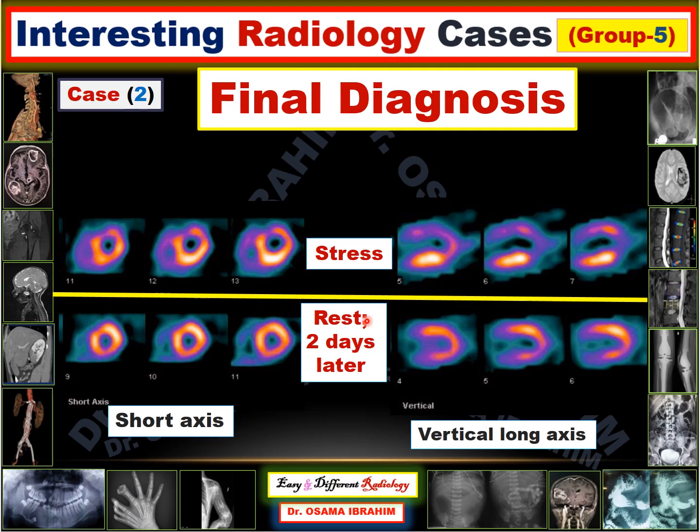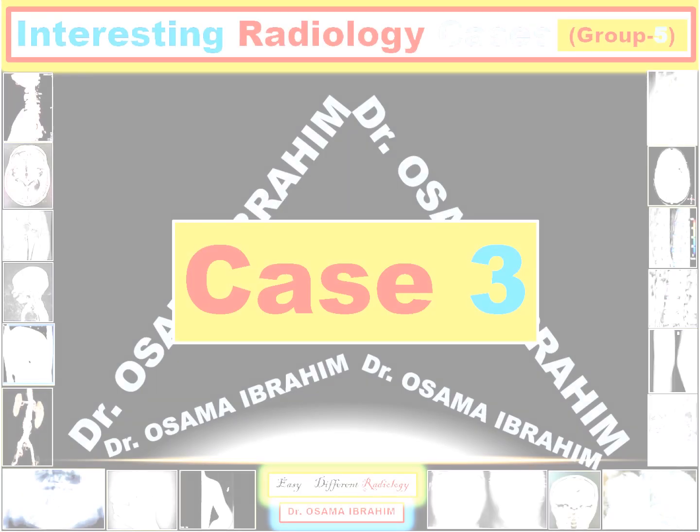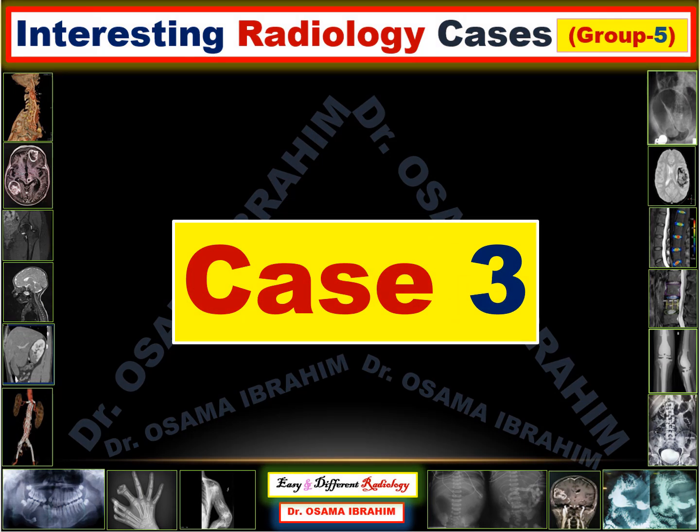So the final diagnosis of this case: there is a defect in the anterior wall which returns to normal after 2 days in the rest image. This is the short axis and this is the vertical long axis view. The anterior wall and the apex are supplied by the left anterior descending artery, and the disease is ischemia, not infarction. So the final diagnosis is myocardial ischemia. And now case 3.